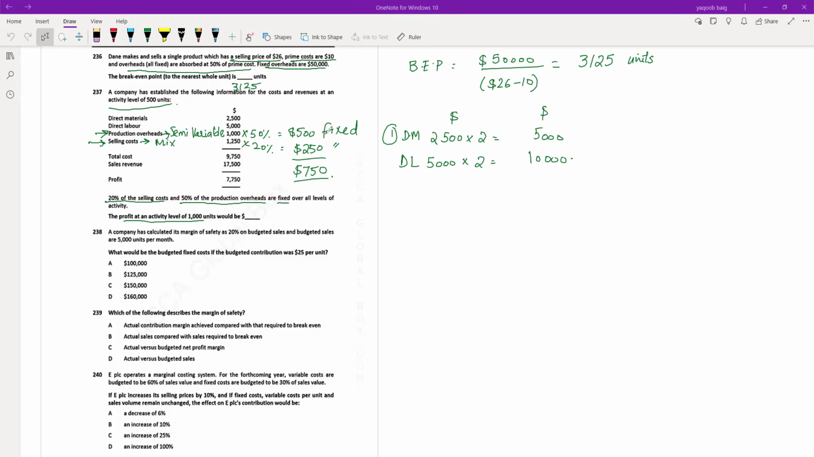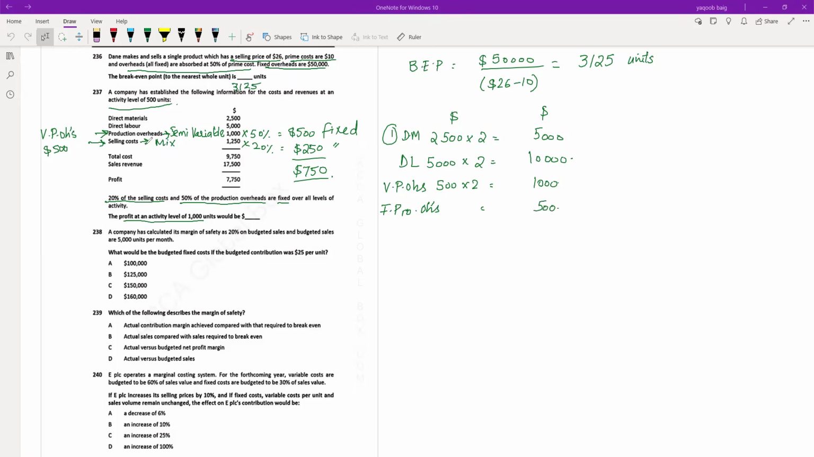Fixed production overheads are 500, but variable production overheads are also 500. So variable production overheads are also 50%, which is 500. So we can say variable production overheads 500 multiplied by 2, because $500 at an activity level of 500, at 1,000 it will be double. Similarly, fixed production overheads will remain fixed at the level of $500.